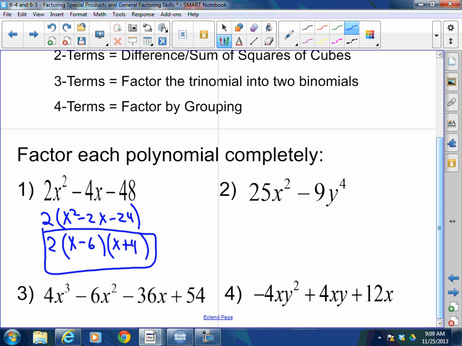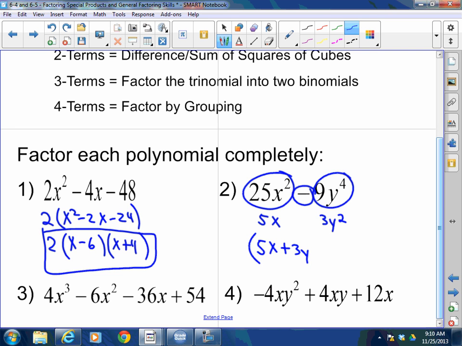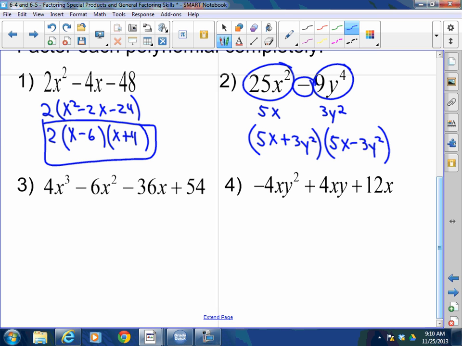Here, is this a perfect square? What's the square root of that? 5x. Is this a perfect square? Yes. What's the square root of that? 3y squared. Remember, guys, the square root of an even number, you divide the exponent by 2. So, are they being subtracted? So, there's a difference of squares: 5x plus 3y squared times 5x minus 3y squared. Okay? And these last four, where they have 4 terms, they're grouping. Try to factor something out. You could do these 2 on your own.